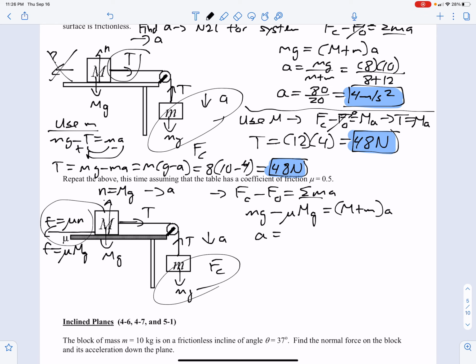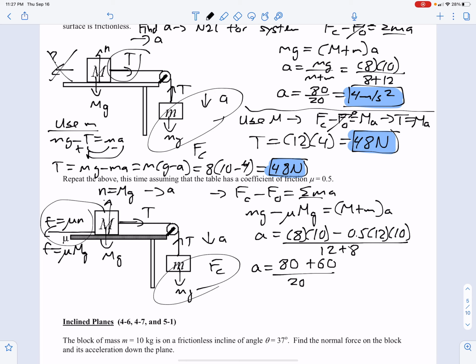And we have little mg, which would be 8 times 10, minus a half of 12 times 10, all divided by the sum of the masses, which is 12 plus 8. So we've got 80 plus half of 120, which would be 60, over 20. Oh, excuse me, not adding, subtracting. And so we get 20 over 20, which would be 1 meter per second squared. So as expected with friction, we reduce the acceleration from 4. It reduces down from 4 to 1.